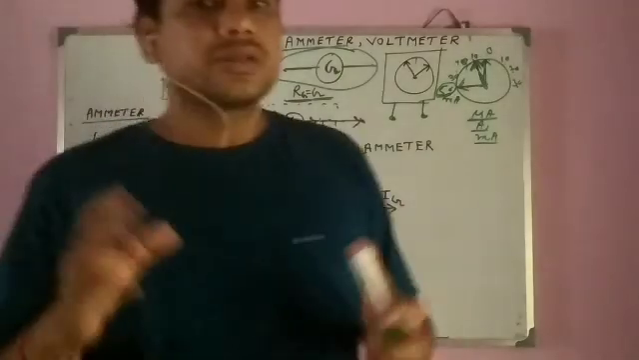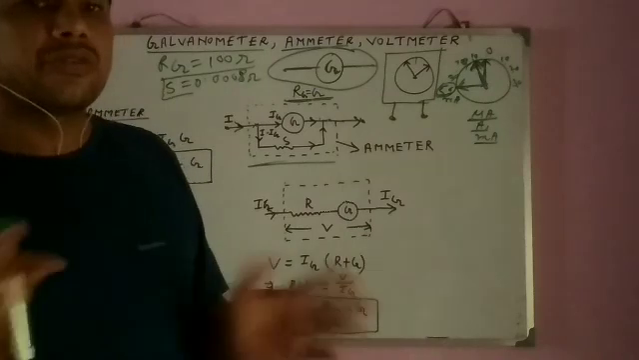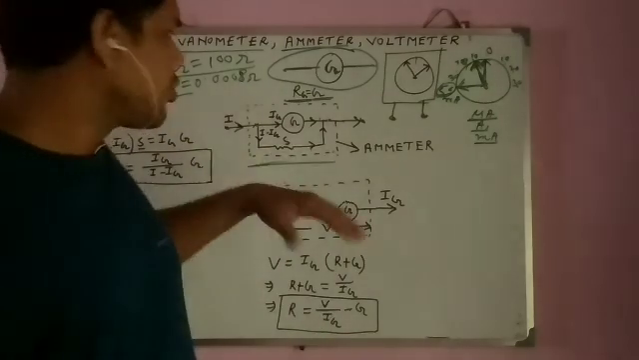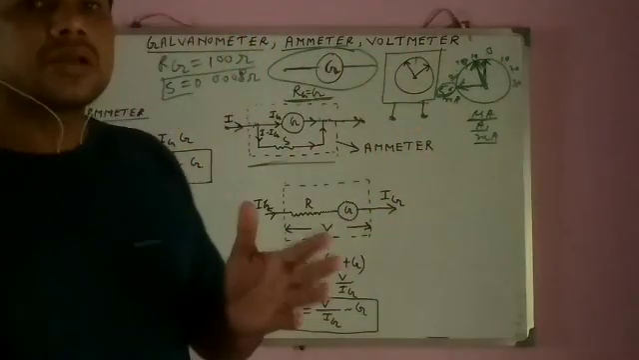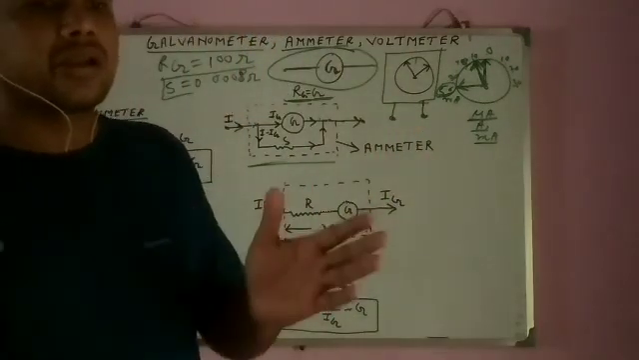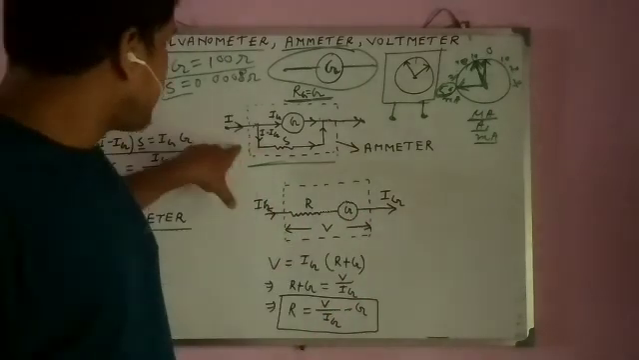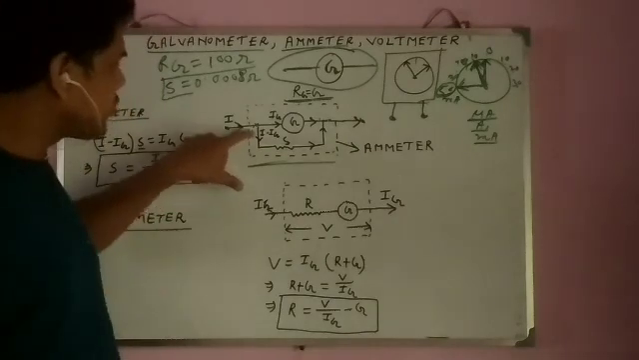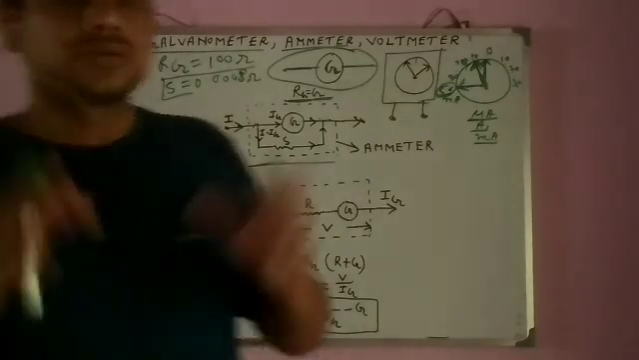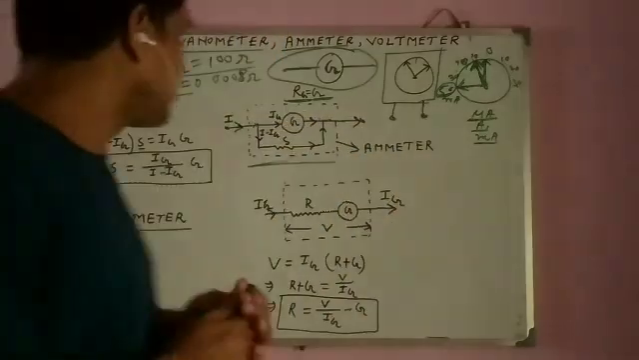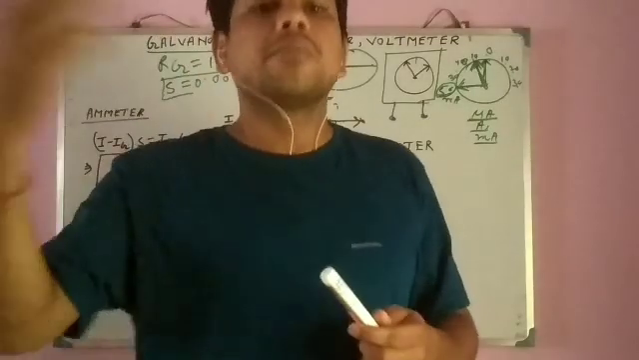A voltmeter is the instrument by which we can measure the potential difference of a circuit. Before going to the voltmeter, I just mention one thing: an ammeter is always connected in a circuit in series, so that maximum current can pass through the shunt resistance. It does not affect the total current passing through the circuit. And a voltmeter is always connected in a circuit in parallel.